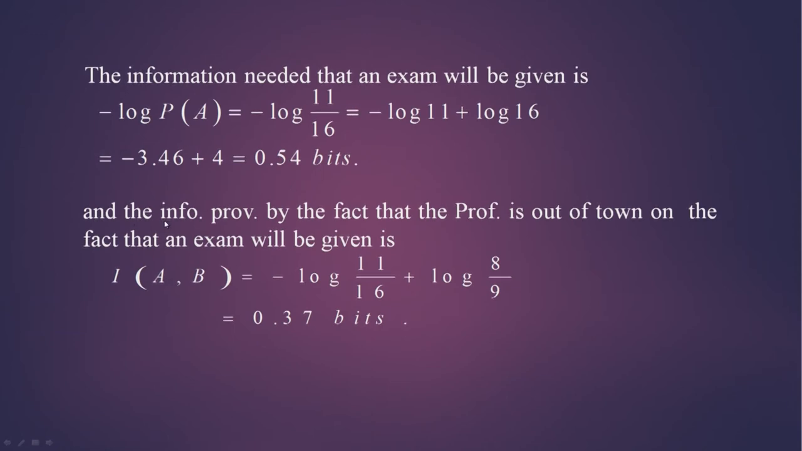And the information that professor is out of town on the fact that an exam will be given is I of A comma B is equal to minus log 11 by 16 plus log 8 by 9. How is it coming?